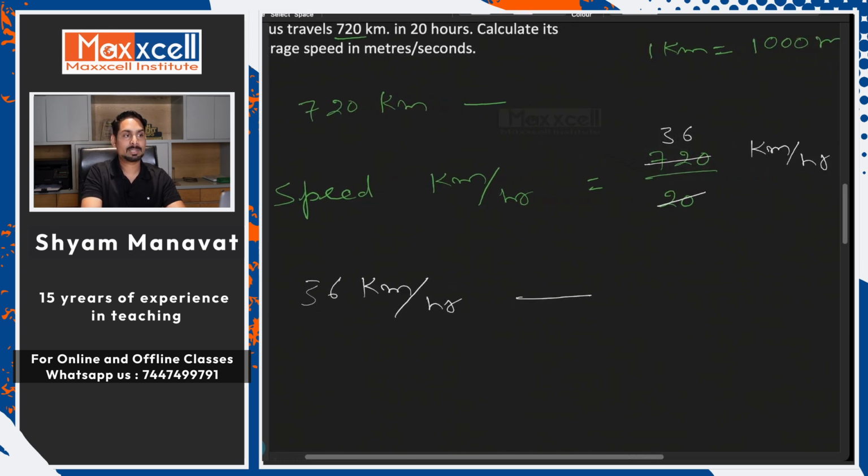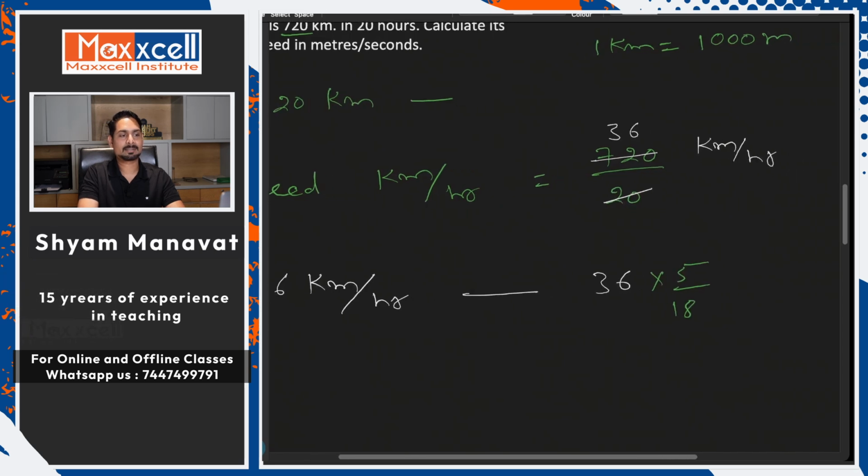Now, if you have to convert 36 kilometers per hour into meters per second, by which number do you multiply? Kilometer per hour converting into meter per second. Yes, you are right. You are going to multiply this 36 by 5 by 18, right? Then you will get meter per second. I hope this is pretty easy to understand.